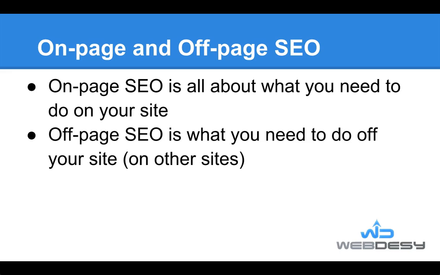SEO falls into two main categories, on-page and off-page SEO. On-page SEO is basically what you can do on your own site to improve rankings. Off-page SEO is what you can do on other sites to bump up your rankings as much as possible. Later in the course, I'll dwell in greater detail on both on-page and off-page SEO. Now, let's move to the next slide.